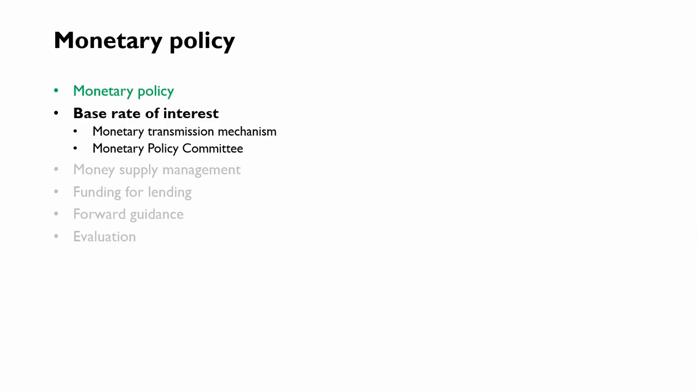So we looked in detail at the base rate of interest. Next up is money supply management, which we'll look at in the next video. But by the end of this chunk, you should be familiar with how the base rate of interest affects the macroeconomy, how the Bank of England set the base rate of interest, how it impacts its objectives, and some of the downsides with using the base rate of interest as a tool to manage the macroeconomy. It is the main tool that is used. It's the one that's most constantly adjusted, but it's not the only tool, as we'll see in the next chunk.